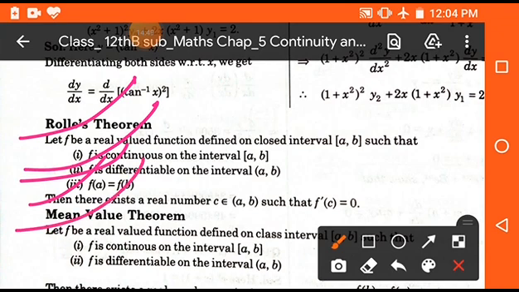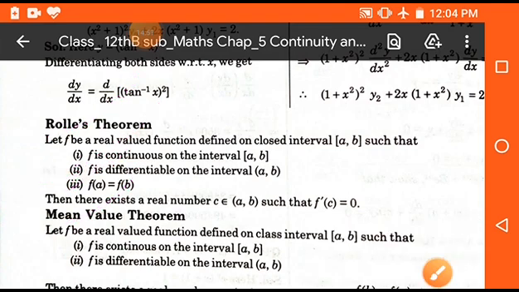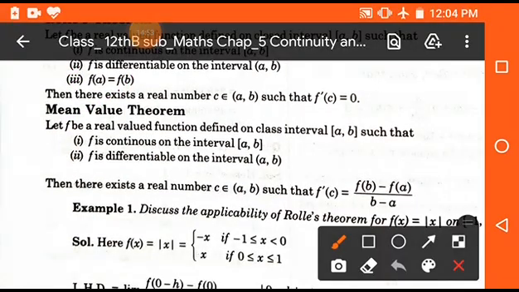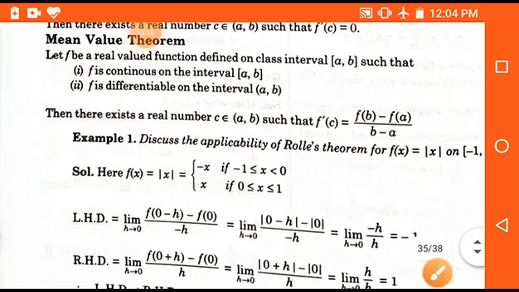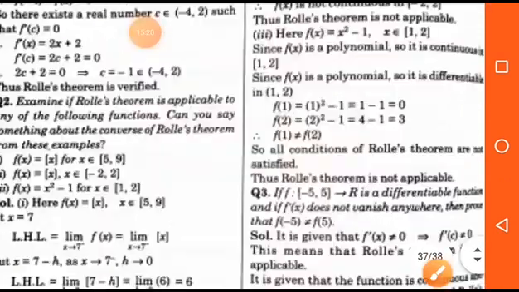Clear? The second theorem is the mean value theorem. The special condition for this theorem is, if you want to verify this theorem, then you will have to satisfy two conditions. First, f should be continuous on the closed interval a comma b. f is derivable in the open interval a comma b, and you use the formula f dash c is equal to f of b minus f of a upon b minus a, where c belongs to the open interval a comma b. Clear? Okay students, now take some examples.